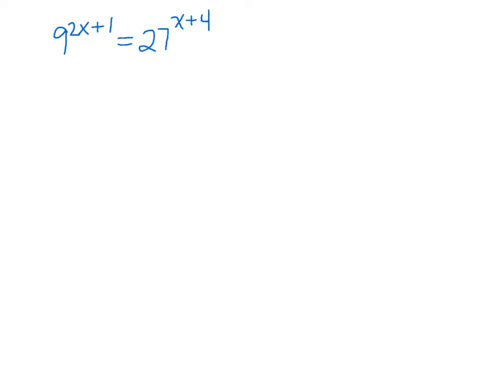I'm going to think about that 9 times 3, and see if I can make them have a base of 3, in which case I'd have to change both the 9 and the 27. So I know 9 is 3 squared, and 27 is actually 3 cubed, so this should work. What I'm going to do is rewrite the 9 as 3 squared, and rewrite the 27 as 3 cubed.